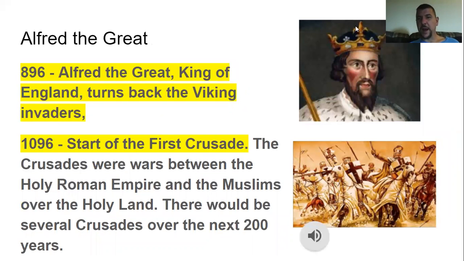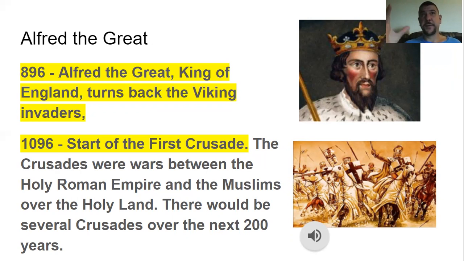All right, then you had Alfred the Great, pictured here. He was the king of England, and he turned back the Viking invaders in around, I guess it was 899, I believe. But we'll get to that. When we get to him, we'll talk more about him. And then in 1096, you had the start of the First Crusade, and the Crusades were wars between the Holy Roman Empire and the Muslims over the Holy Land. They were fighting over the Holy Land.